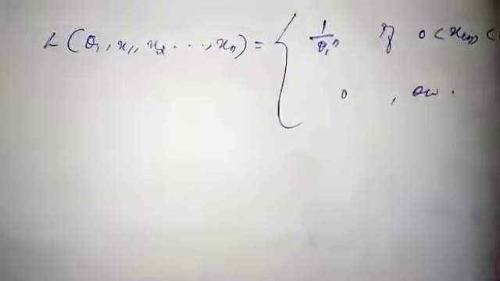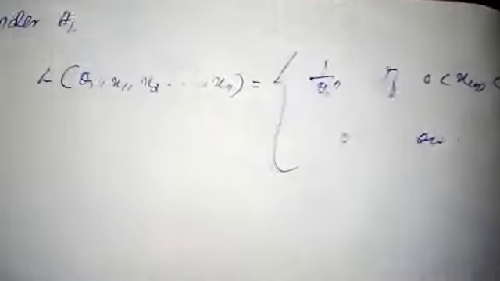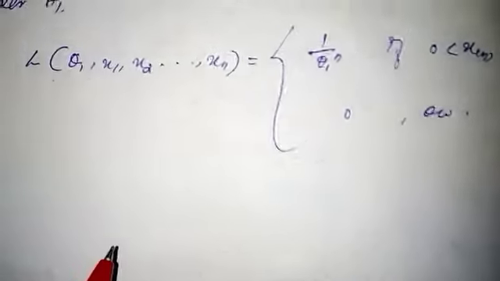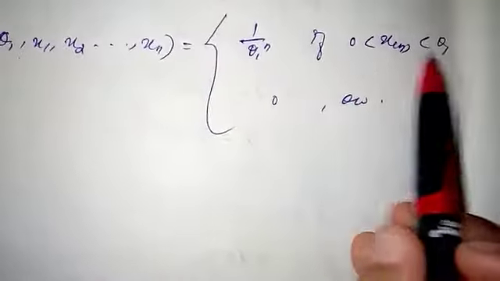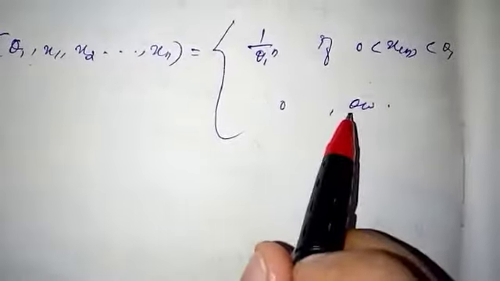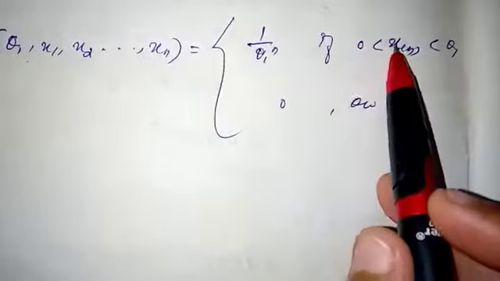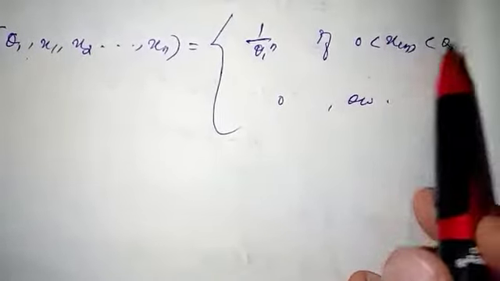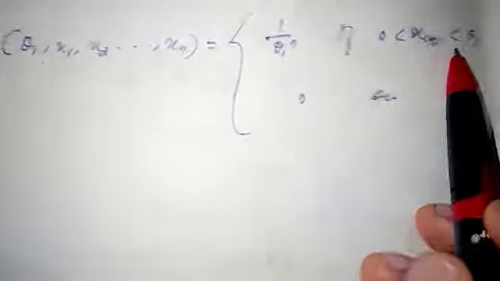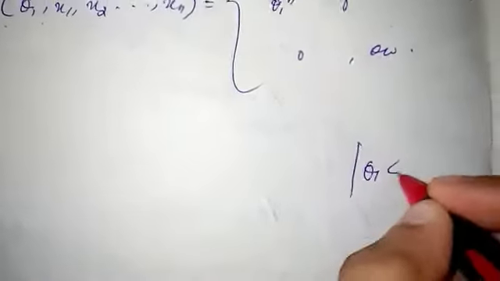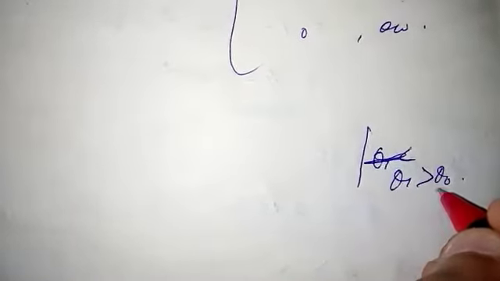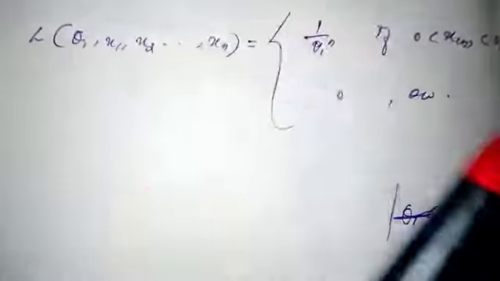So from the Neyman-Pearson lemma, we know that we reject H naught for a large ratio, right? Then we have to take the ratio of the likelihood under H1 and the likelihood under H naught. But in this case, the ranges are different, right? Under the null hypothesis, the range is 0 less than xn less than theta naught, but in H1, 0 less than xn less than theta 1. We know that theta 1 is greater than theta naught, right? It's given in the question.